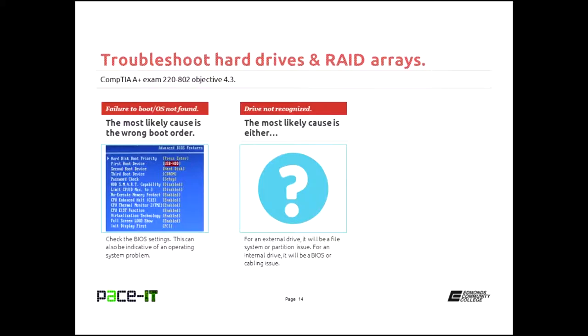So now let's talk about if you get a failure to boot or the operating system not found. Well, your most likely cause, we tend to go back to the prior section, it's a BIOS setting. More than likely, you have the wrong boot order. So you want to check the boot order in your BIOS settings. If it happens to be correct and you've gotten the operating system not found error, then you have a problem with your master boot record, your MBR. There are a couple of utilities and things that you can do to fix that. I cover those in a different session.